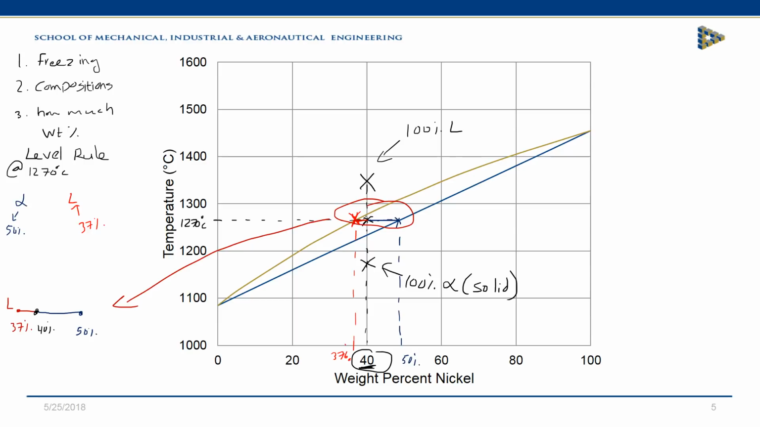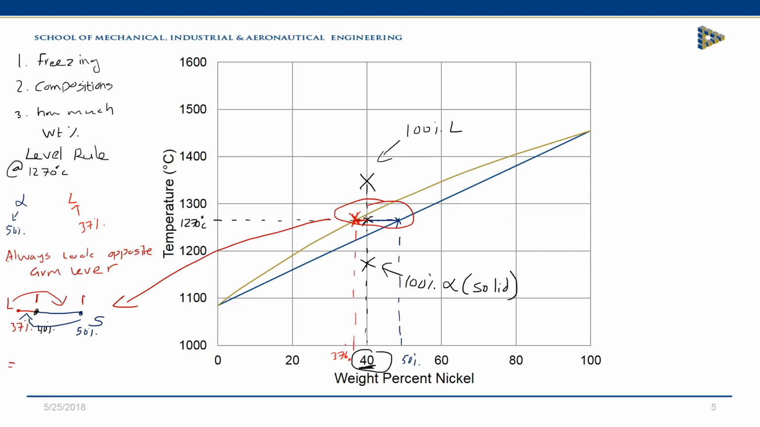Now, the easy way to figure it out is that when I'm doing the lever rule, I always look at the opposite arm of the lever. If I'm on the liquid side, I look at the solid part of the lever, and if I was on the solid part of the lever, I would look at the liquid part of the lever. If I do that, I can see that this part of the lever is much longer than that part, which would mean that I should have more liquid than solid, and we'll see that now.